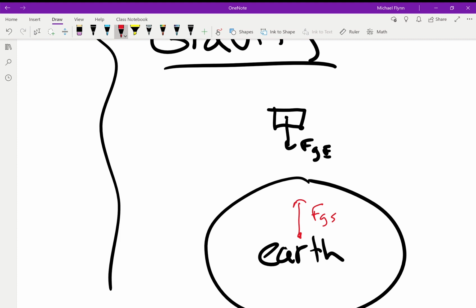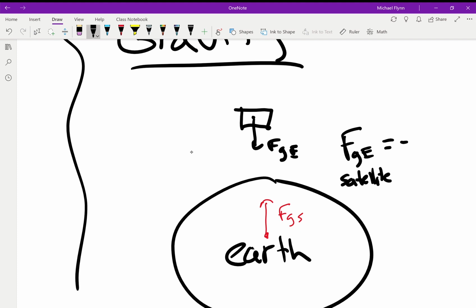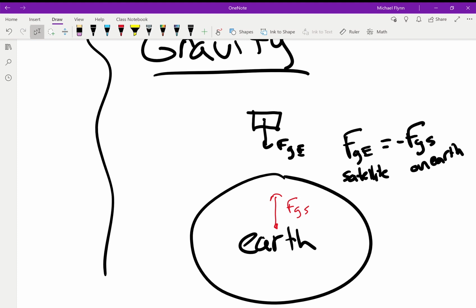Now the thing is that even though the Earth is absolutely huge, the forces between these objects are the same number. So in other words, it works like this. The force of gravity of the Earth on the satellite must equal the negative of the force of gravity of the satellite on the Earth itself. That's the third law. All forces occur this way, but you see how the two forces are acting on different objects? They don't cancel each other out. One of them is on the Earth, the other one is on the satellite.